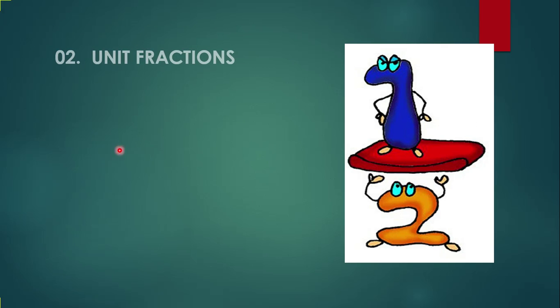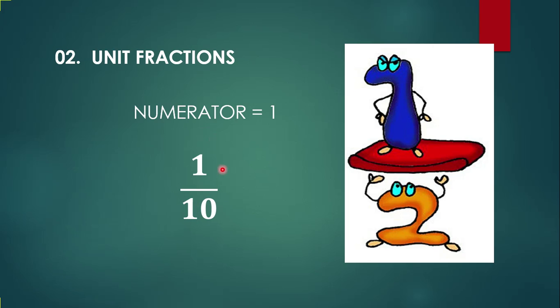The other type of fractions is the unit fractions. When it comes to the unit fractions, the numerator must always be equal to 1. Here, as you can see, the numerator is 1. For example, 1/10. Here the numerator is 1. The denominator can be any number, but the numerator must be equal to 1. These types of fractions are what we call the unit fractions.